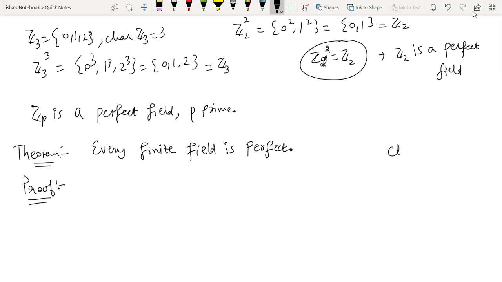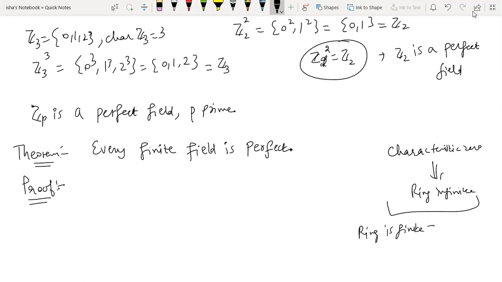If the characteristic is 0, then the ring will definitely be infinite. So that's what I'm asking. So characteristic 0 implies the ring is infinite. So this result is equivalent to saying that if we have a ring which is finite, then it should have a non-zero characteristic. So this result is true for any ring. I am now specifically asking for a field. A field is also a ring, so for a field also this result is true: since it is finite, it cannot have zero characteristic.